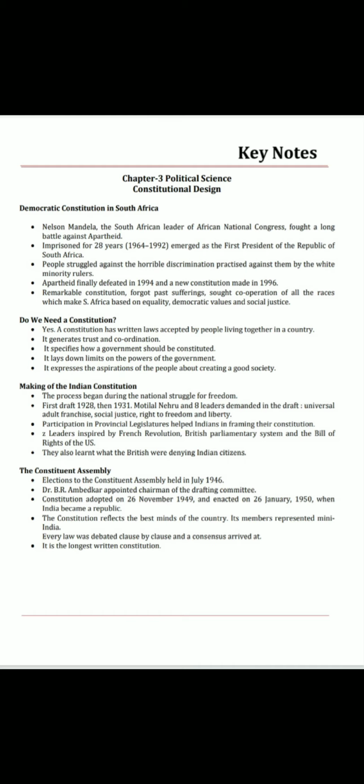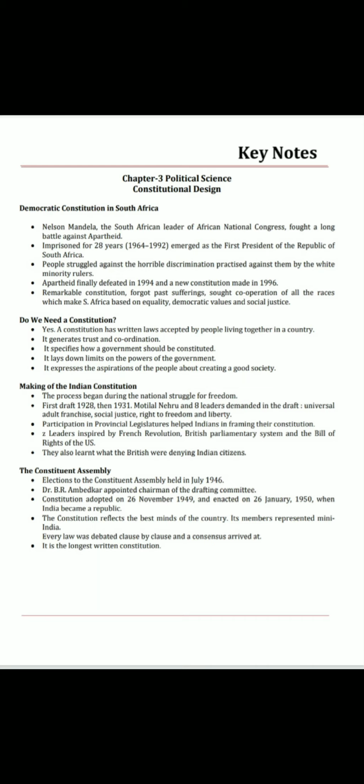So the answer to this was that it generates a degree of trust and coordination that is necessary for different kinds of people to live together. जो हमारा कॉन्स्टिट्यूशन है वो लोगों के अंदर ट्रस्ट जनरेट करता है. किस बात का ट्रस्ट? कि हर कोई इंसान अलग अलग होने के बावजूद भी he or she can reside together with the other people also.